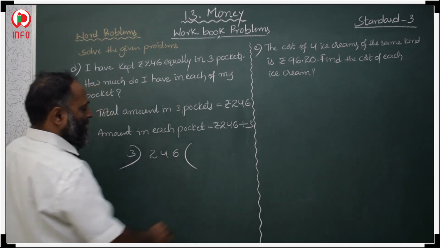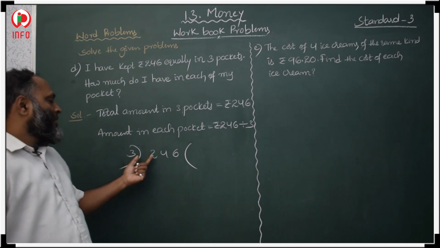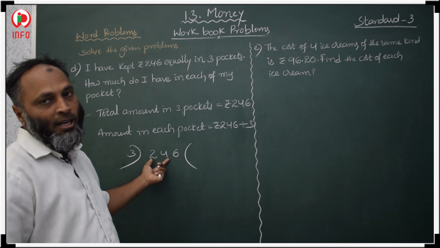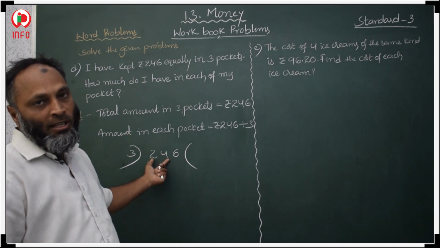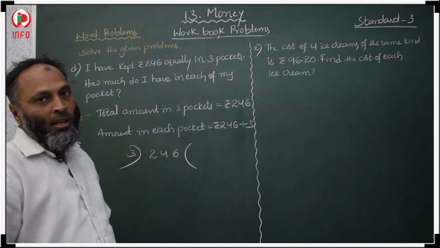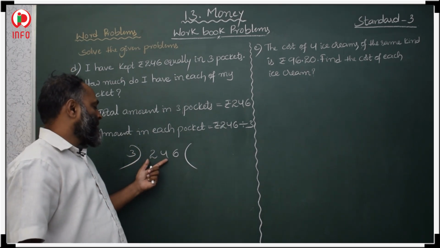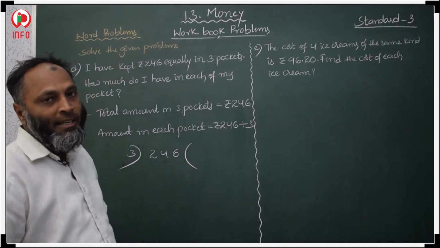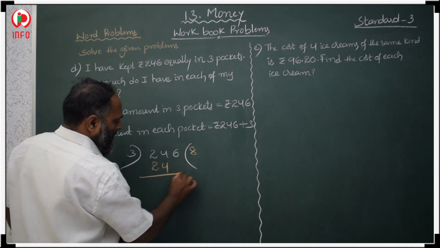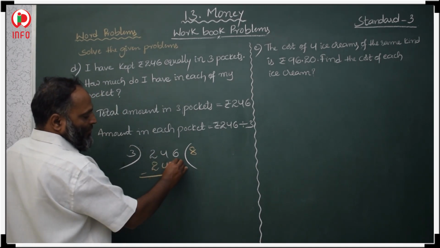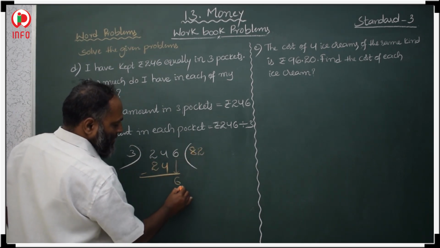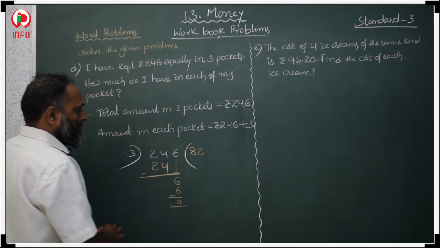246 rupees. Then in the 3 table, the extreme left digit in the rupees is 2. 2 is smaller than the divisor, so we should take 2 digits, 24. So the extreme left 2 digits we should take. In the 3 table, when will you get 24? 3 5s are 15, 3 6s are 18, 3 7s are 21, 3 8s are 24. 24 minus 24 is 0. Then after that copy 6. 3 2s are 6. 6 minus 6 is 0.